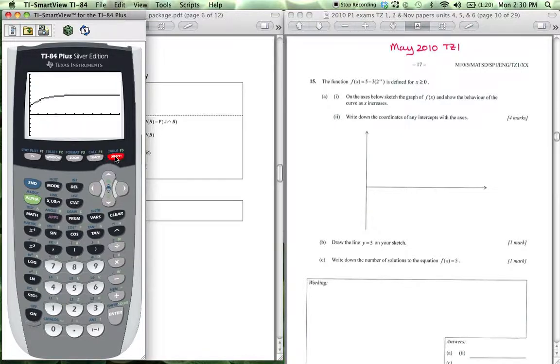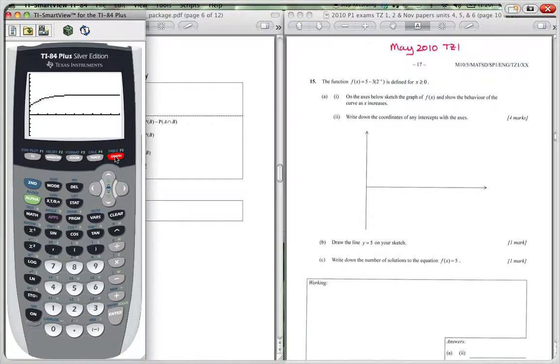And there's our graph. We can see from this that it's starting off at 2, so your y-intercept is going to be 0, 2. And then it goes up, 3, 4, 5. There seems to be a horizontal asymptote there at 5. So that gives you a good idea of what your graph should look like.